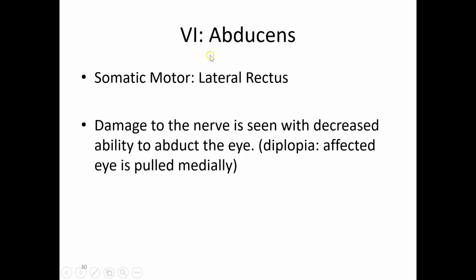I will discuss trochlear again with the abducens nerve. Abducens supplies the lateral rectus. Damage to the nerve is seen with decreased ability to abduct the eye. So the affected eye is pulled medially.